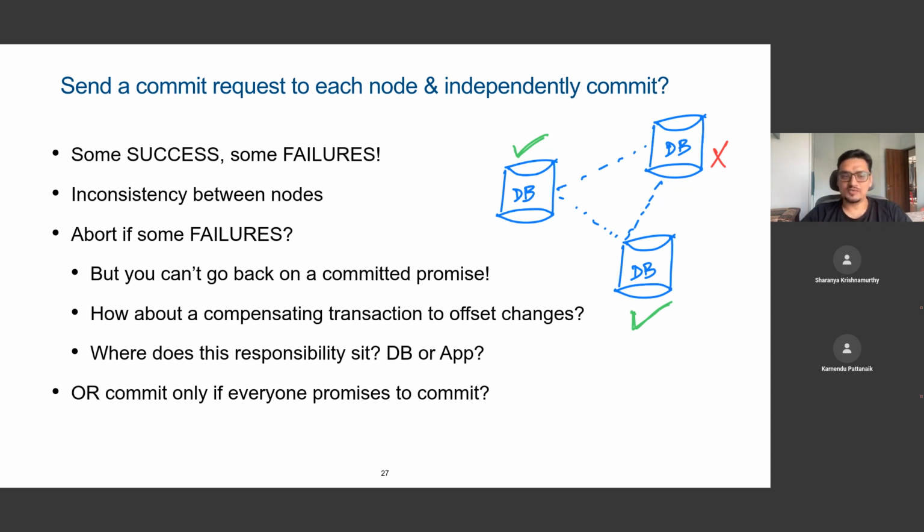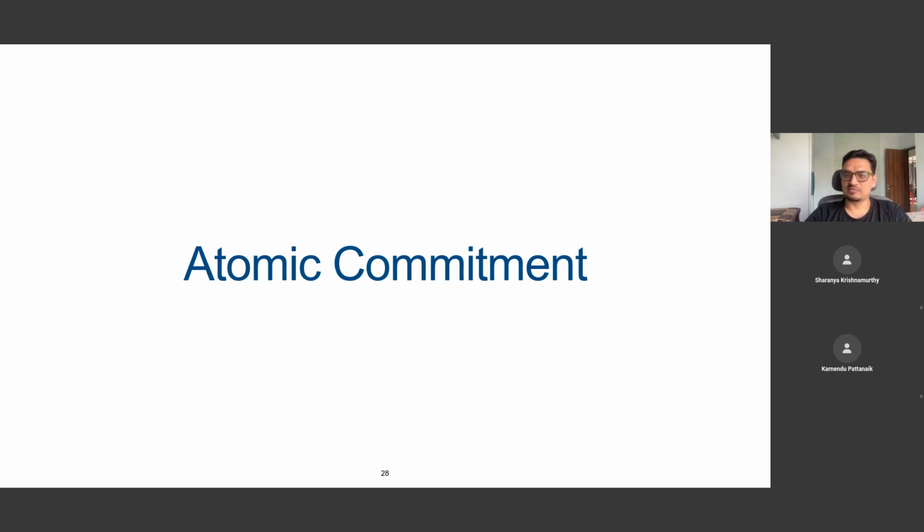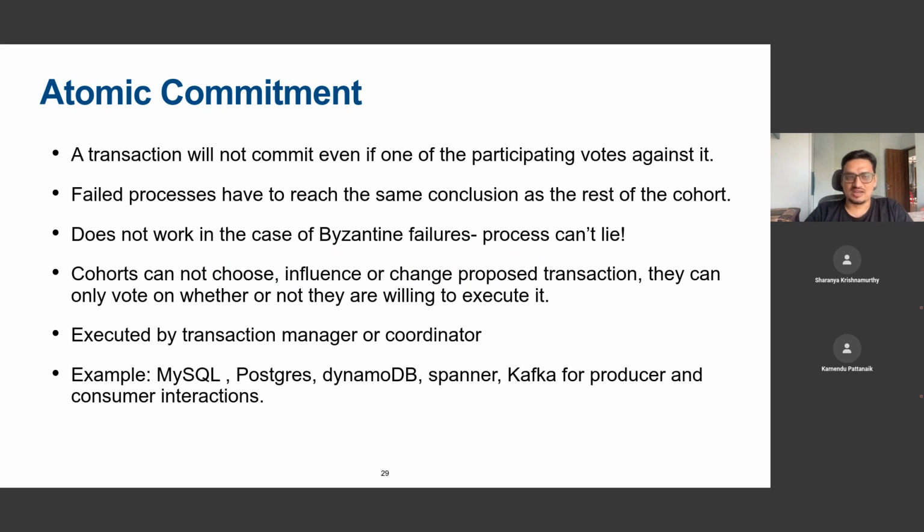Or maybe you would have guessed by now: what if we make a more simplistic model, saying only if all of them agree to commit, then they commit? Once I say that I will commit, then I have to commit. There's no going back from there. That would probably work, and that's the premise on which atomic commitment works. Atomic commitment is very widely adopted, so this is something you should hear out patiently. What it basically says is quite intuitive, having looked at the previous slide: a transaction will not commit even if one of the participating nodes votes against it.